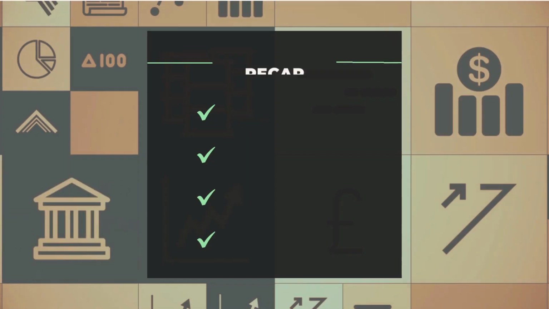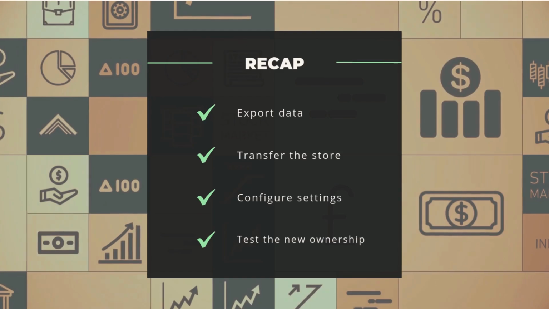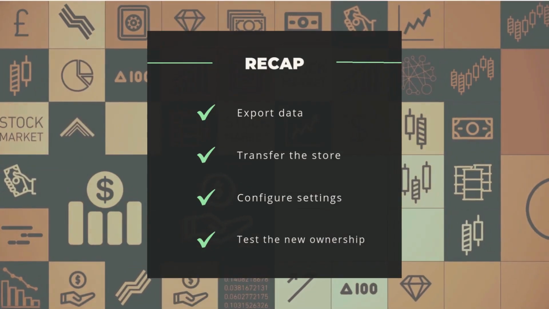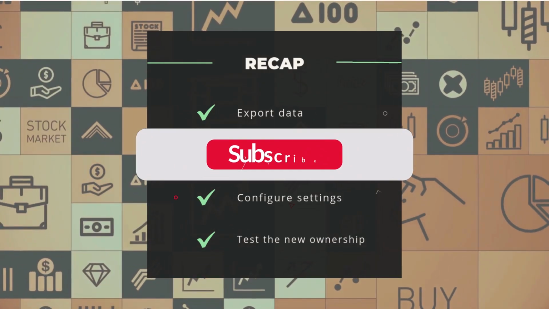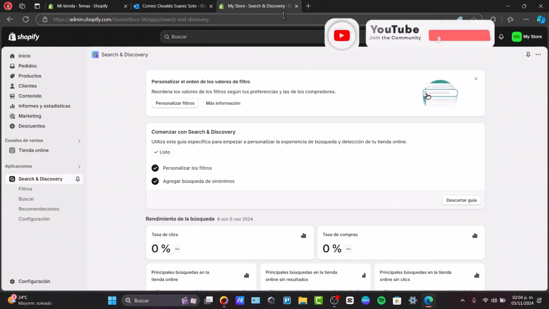So to recap, we prepared your data, we exported it, we set up a new store, we imported your information and transferred the domain if needed. So we configured apps and tested the store. That's totally up to you. So with everything in place, your new Shopify store is ready to go.